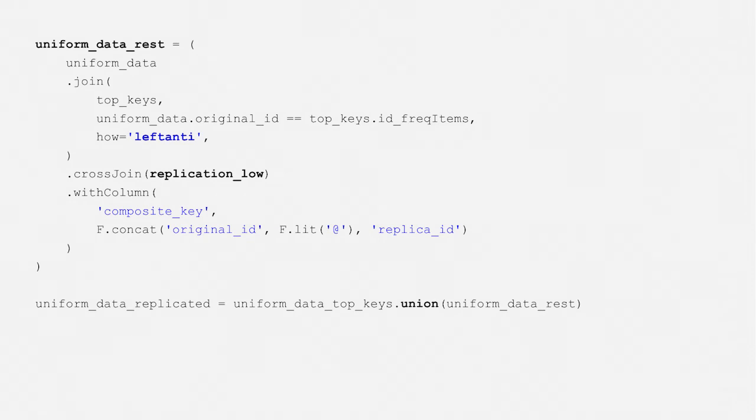And then for the rest of them, the ones that don't appear in this frequent items list, you do the same, but you only replicate them according to replication factor low, so in this case, 10 times. Then you union these back together. So you've got this table that's got all of the replicas for the uniform data. Some of them have been replicated a lot, some of them have been replicated a little.